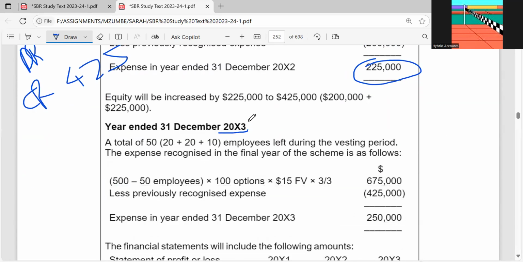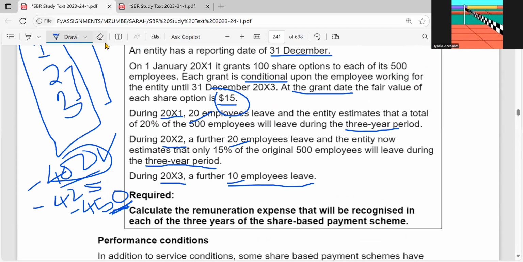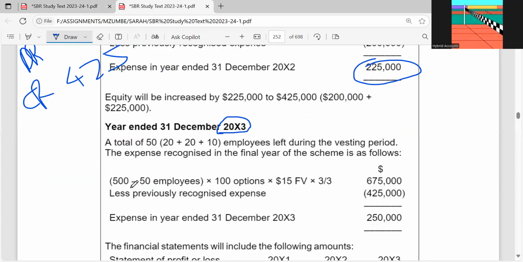Okay, you go on and do exactly the same thing. How many employees would you have remained with? We got 450 here. So we just say 450 times 100 options for each employee, times the grant date fair value, times now you're at the last year, so times 3 over 3. You could just leave it, right? You get 675,000 this way. This is the equity at the end of year 3.